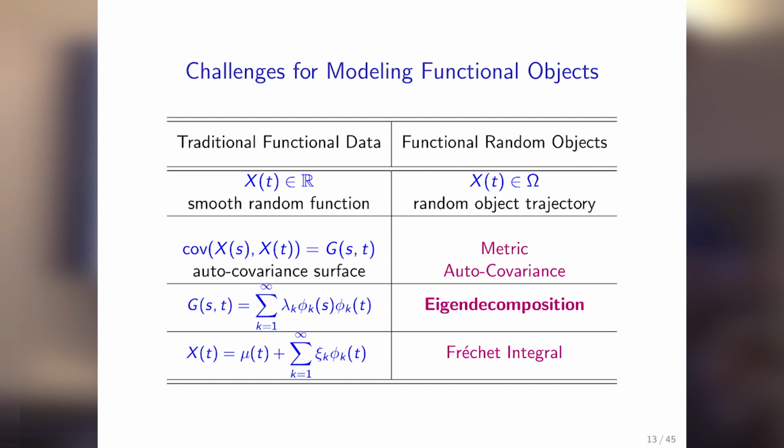So next challenge, where this negative type will be explained more, is the eigendecomposition, which we want for our metric autocovariance. We have now the metric autocovariance, but can we get the eigendecomposition?